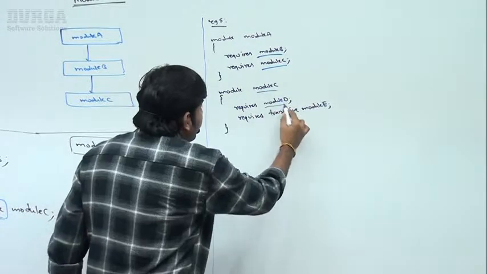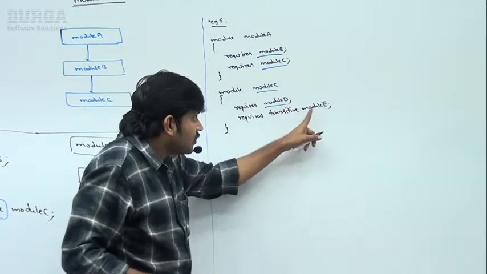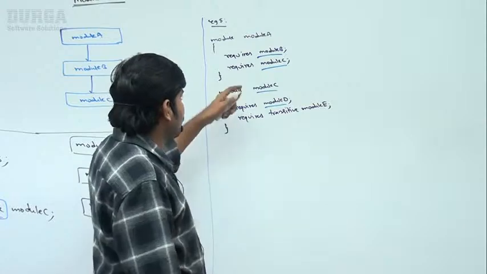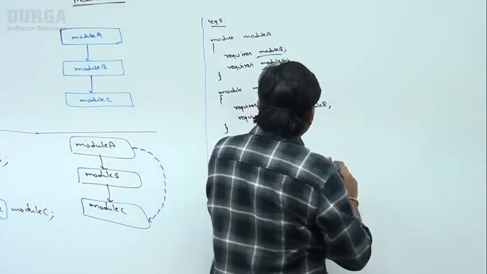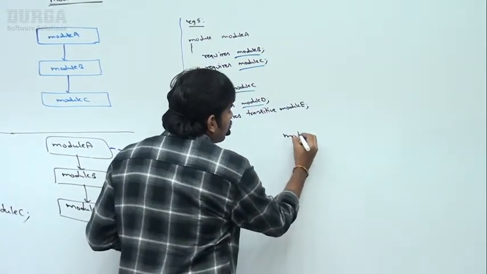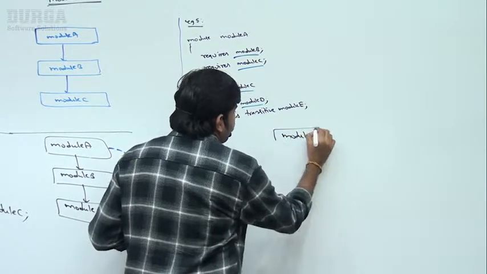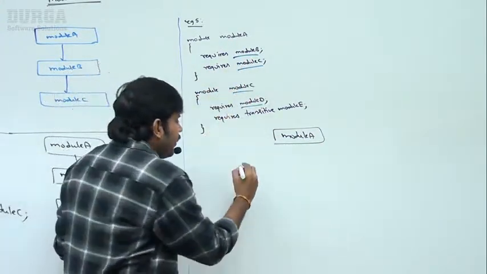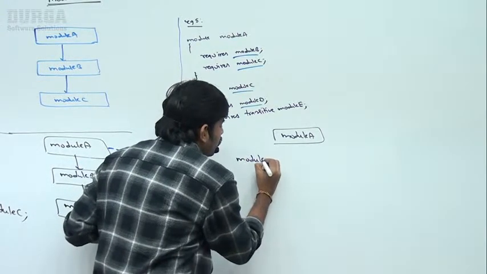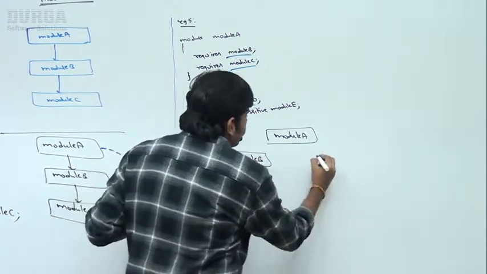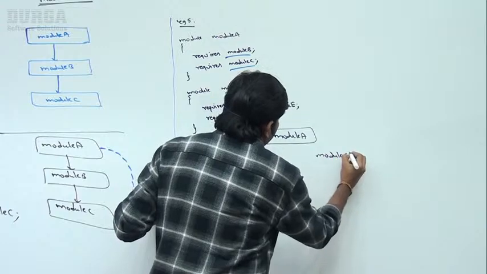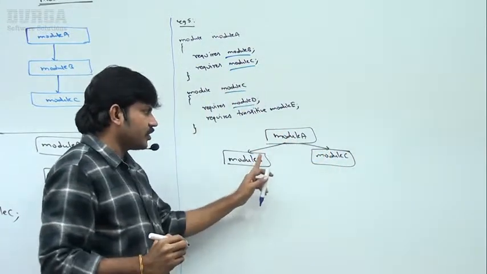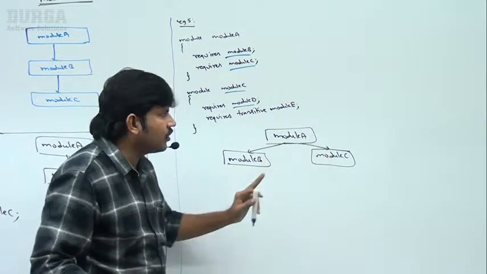Module C requires module D and transitive module E. Observe the diagram, right? Have a look once very carefully, sir. Module A requires B and C. That's why module B, and then module C. Are you getting? It is very clear. Module A requires module B, module A requires module C.